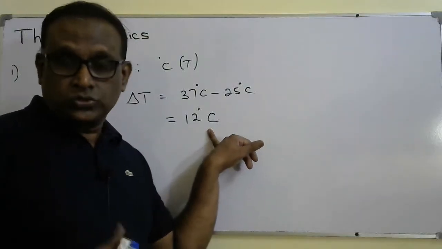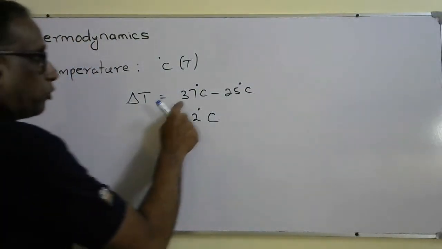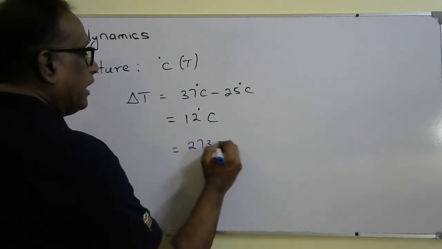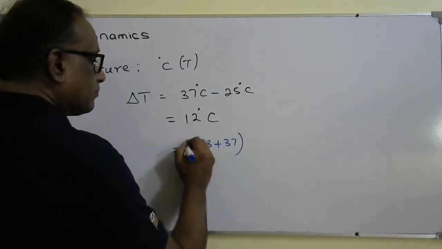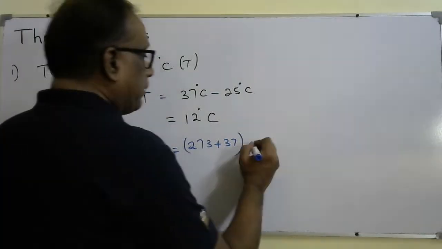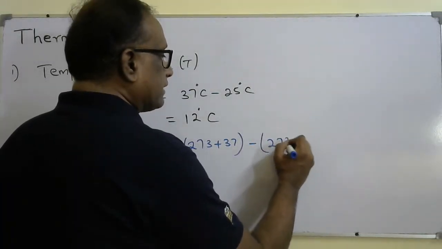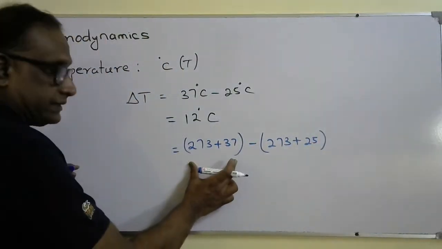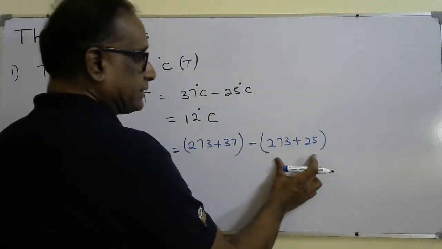That is wrong. Don't do it that way. You have to convert both temperatures to the Kelvin scale. So that is 273 plus 37, the final temperature, minus 273 plus 25, the initial temperature. So this is the final temperature in Kelvin, and this is the initial temperature in Kelvin.